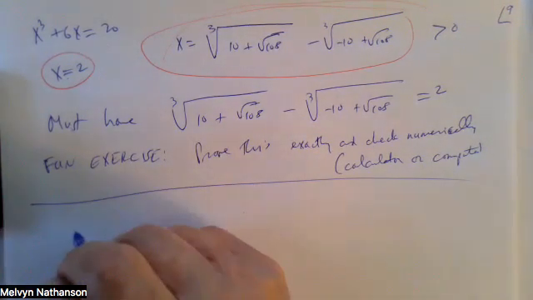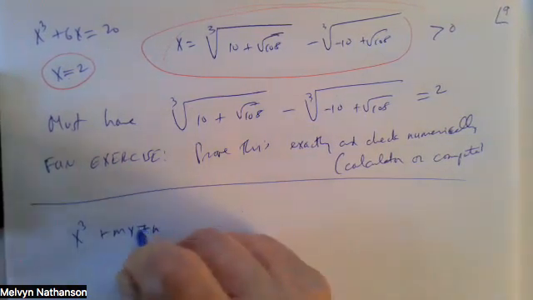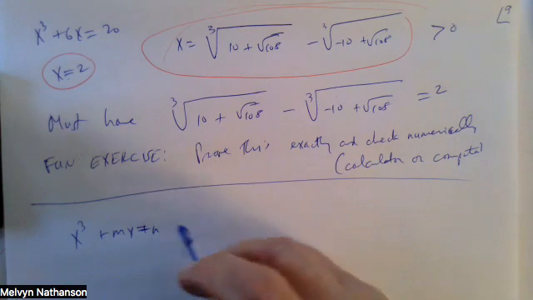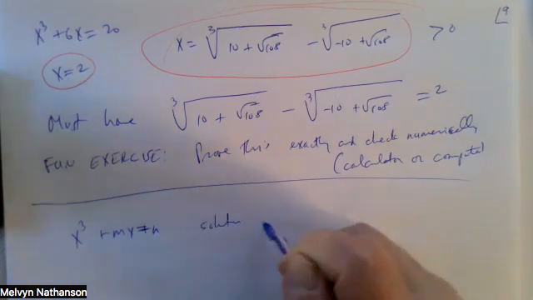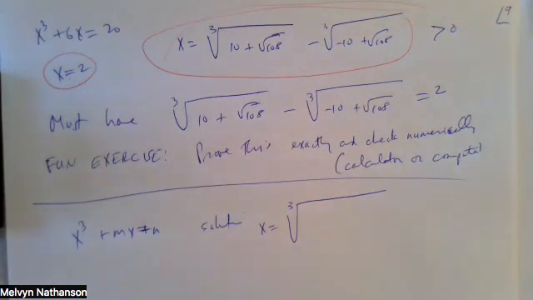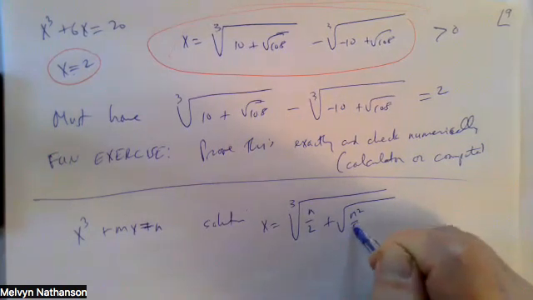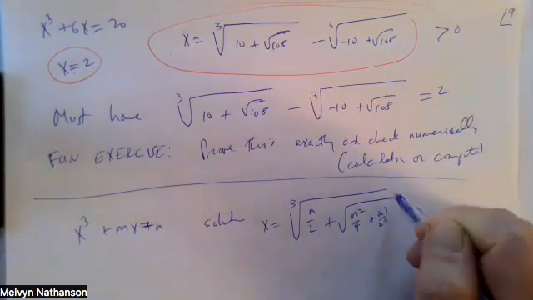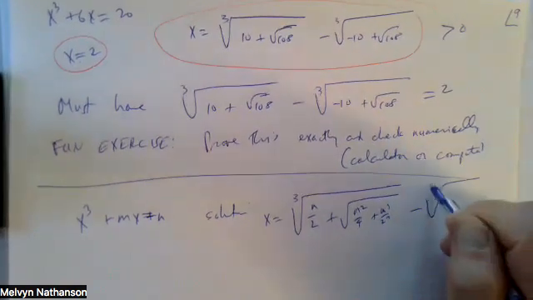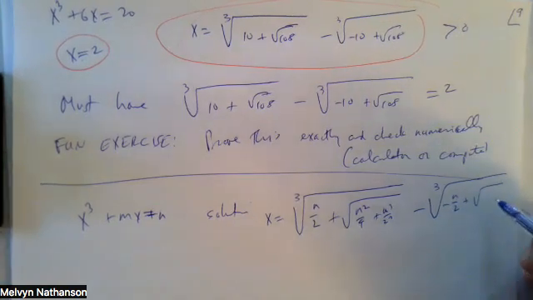But what you have to try to remember is Cardano's solution of the depressed cubic. You have x cubed plus mx equals n. The solution is x equal to the cube root of n over 2 plus that quadratic, minus the cube root of minus n over 2 plus the quadratic.